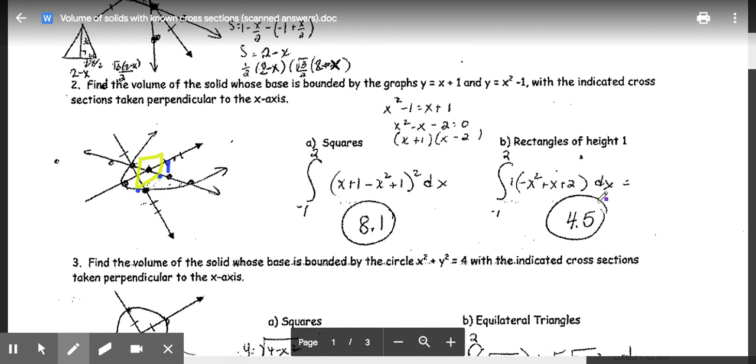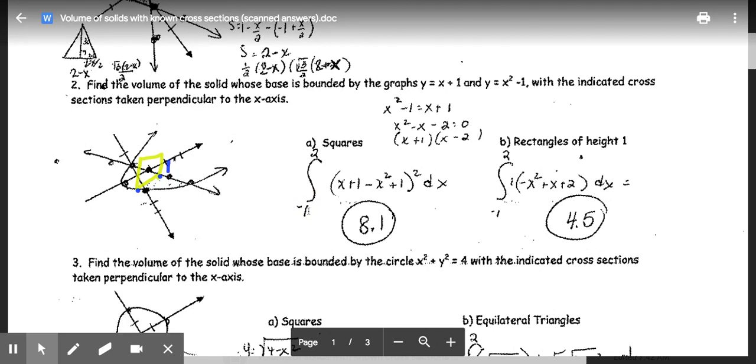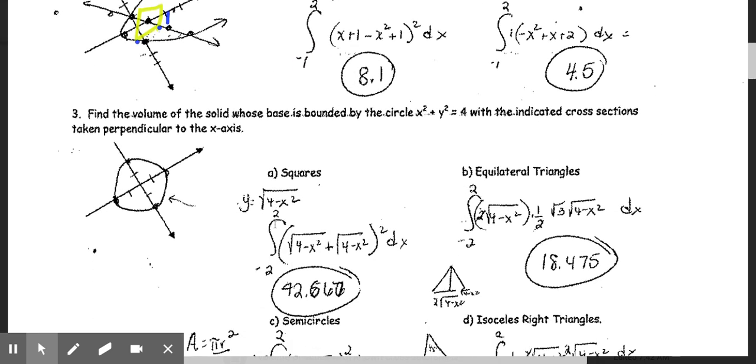Are you guys good? Yeah, I was just confused about drawing the picture. I can get the curves, but the pictures kind of threw me off. Okay, I get that. It's not easy. That helped. All right, moving this down.